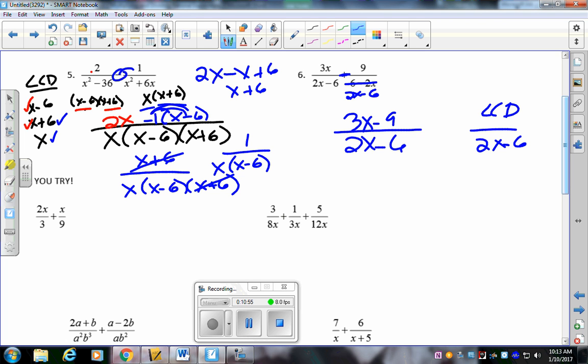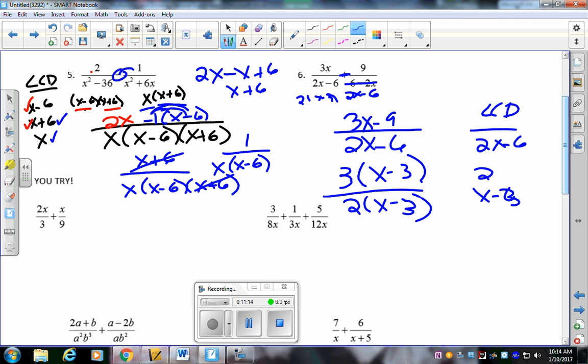And now I can go ahead and factor and cancel, okay? We could have factored first and had 2 and x minus 3 over here, because that's what they both factor into. Same thing, all right? But just showing you that if they're opposites, just take care of that first. It will make your life easier. So I've got 3 times x minus 3 over 2 times x minus 3. Those cancel, leaving me with 3/2.